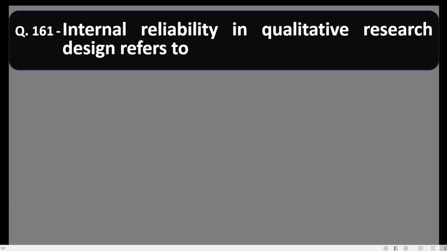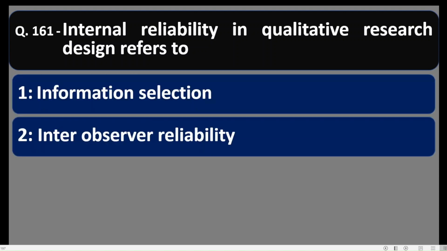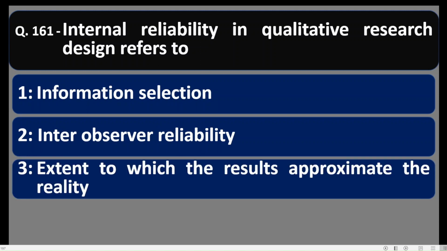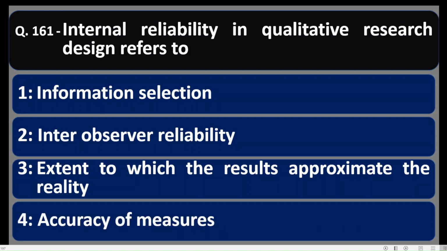Question number 161. Internal reliability in qualitative research design refers to, let us see the options: 1, information selection; 2, inter-observer reliability; 3, extent to which the result approximates the reality; 4, accuracy of measures. Friends, internal reliability in qualitative research design refers to inter-observer reliability. Option number 2 is correct.